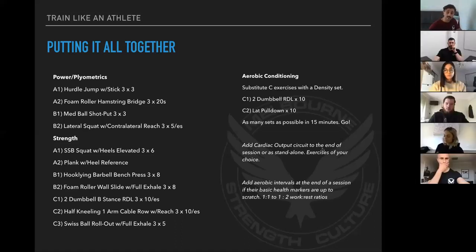You can have a cardiac output circuit at the end of a session as a standalone, whatever exercise you want, make them feel good. All right, if you pick exercises that make their joints feel good afterwards, they're going to be like, what the hell, that's witch magic. And they'll thank you for it. And if their basic health markers are up to scratch, then you throw the intervals in there, right? Push them hard with intervals. Give them rest periods in the intervals. I can't stress that enough, but that's a presentation in itself.